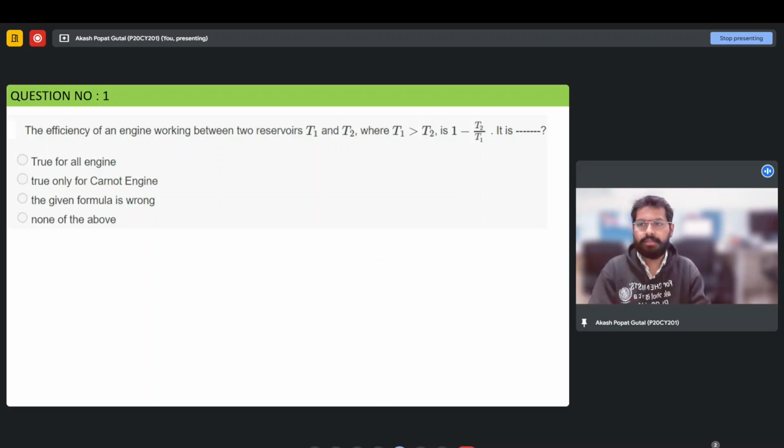So question number one: the efficiency of an engine working between two reservoirs, T1 and T2, where T1 is greater than T2, is 1 minus T2 by T1. Is it true for all engines, true only for Carnot engine, the given formula is wrong, or none of the above? So you can solve. I will give you some time to solve this problem. Take 2-3 minutes. Simple. You can solve.